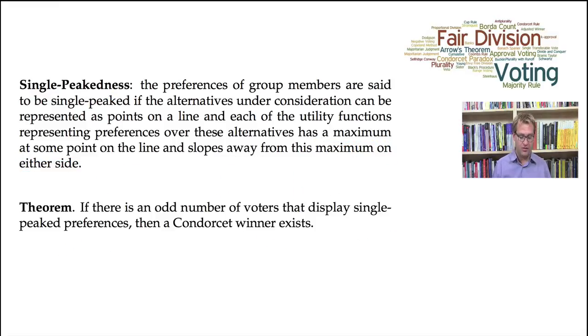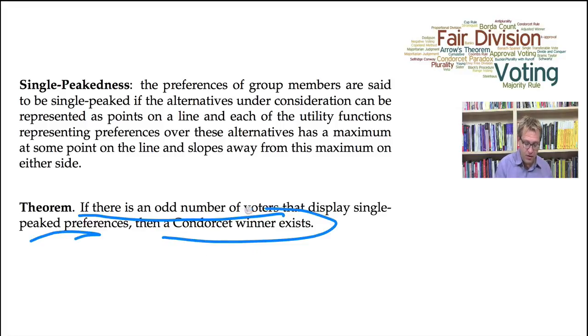If that's the case, and there's an odd number of voters, there's a similar, slightly more technical assumption you need in order to deal with when there's an even number of voters. But if there's an odd number of voters that display single-peaked preferences, then we can prove a Condorcet winner exists. So by restricting the domain to single-peaked preferences, we can prove that the Condorcet paradox will never actually arise.